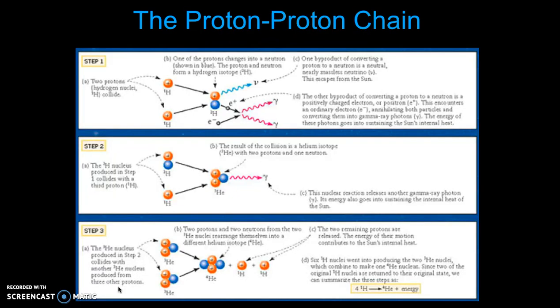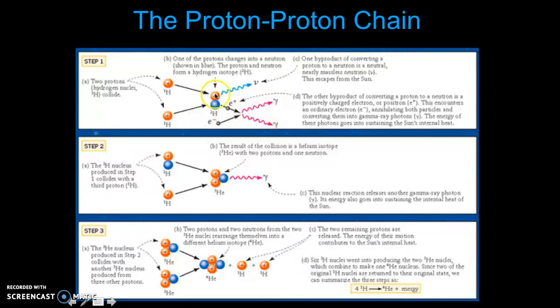So let's look at how this works. We have two protons of hydrogen floating around in the center of the sun. They interact through fusion, and one of the protons changes into a neutron, which we're representing in blue here. So the proton and the neutron form a hydrogen isotope, and in this reaction some energy is given off. We have one byproduct, which is a particle called a neutrino. It's a nearly massless particle that we're able to detect. In addition, we also have energy given off from this reaction in the form of gamma rays.